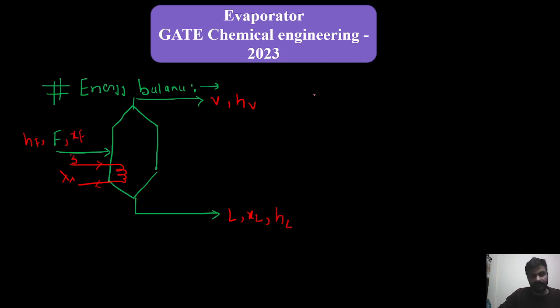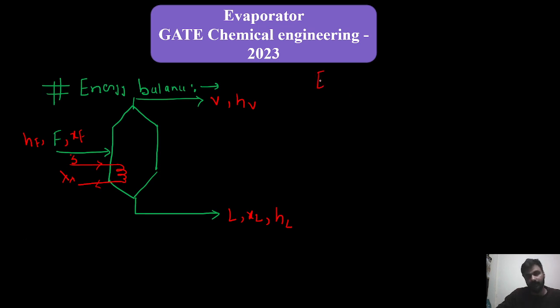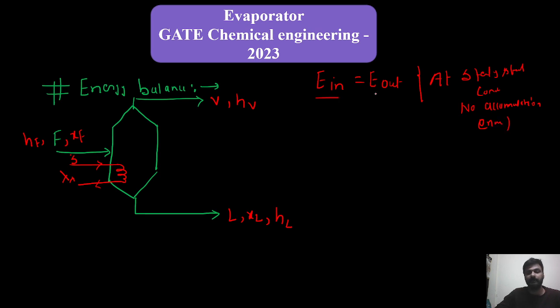So if we talk about the energy balance, can I write here F into HF. Directly here I am writing one thing, try to understand. Basically, when we do the energy balance, we write what? Energy in is equal to energy out, at a steady state condition, where there is no accumulation of energy. So energy in will be equal to energy out, right?